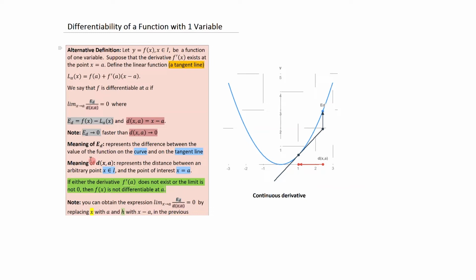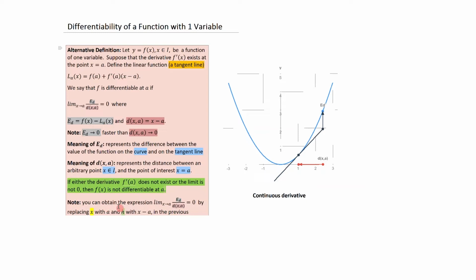All right, so meaning-wise, what is E_d? It represents the difference between the value of the function on the curve and on the tangent line. So that's basically this distance that you see here. And the dx_a represents the distance between an arbitrary point x and the point of interest x equals a. So that would be this distance that you see here. If either the derivative f prime of a does not exist or the limit is not 0, then f of x is not differentiable at a.